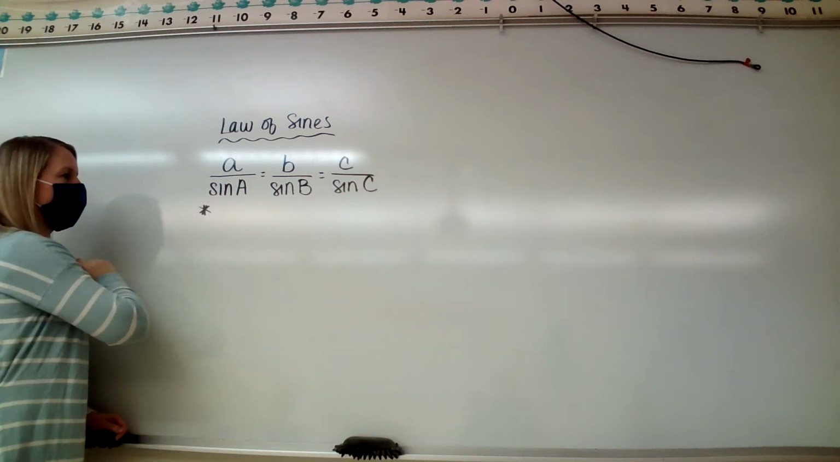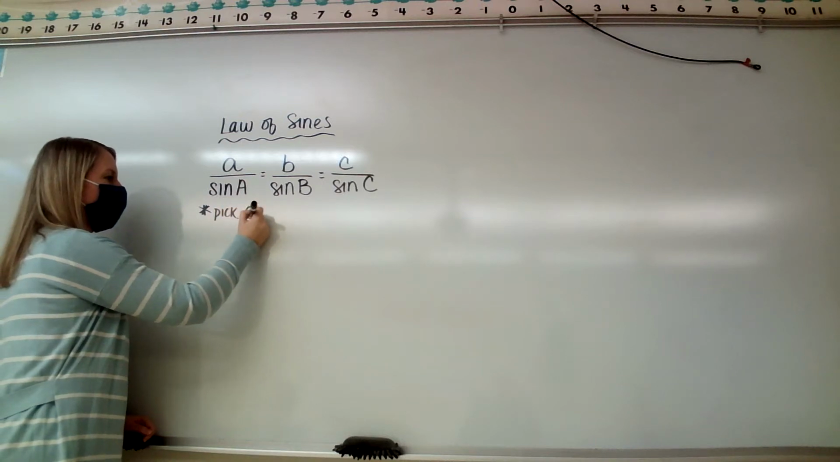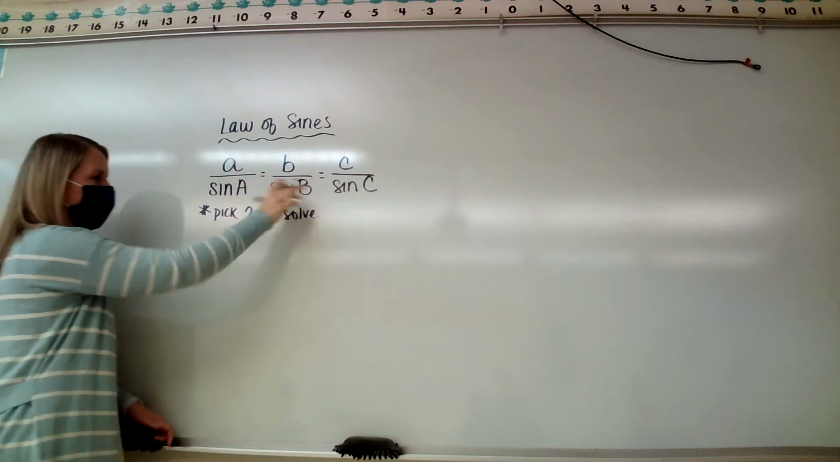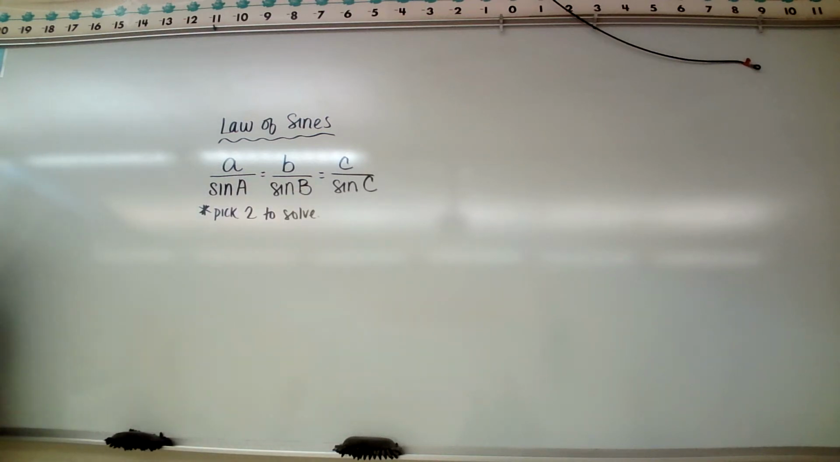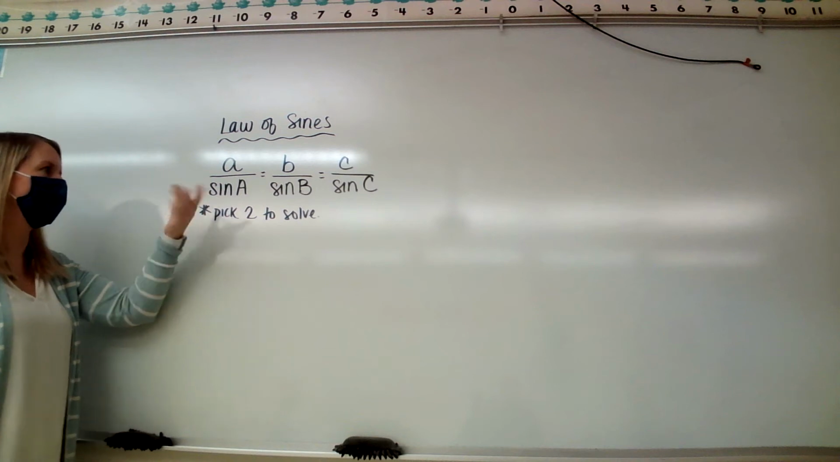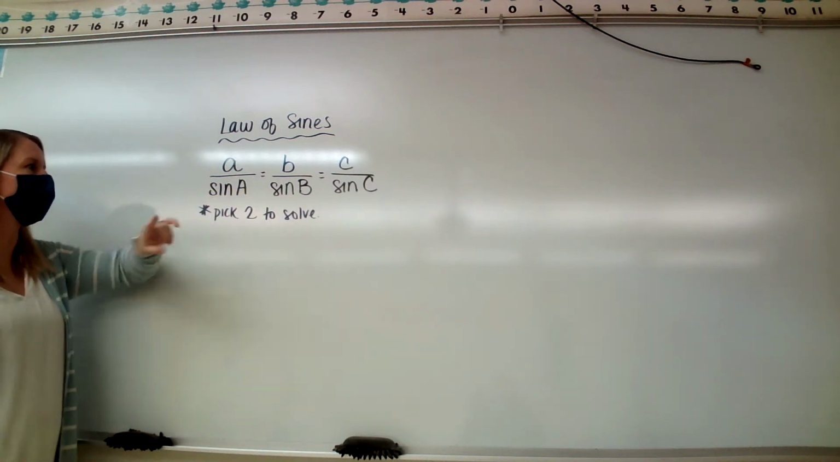And then just right below it, I'm going to write "pick two to solve." See how there's three parts of this? It's basically just so we don't need to write it out a million times. When I say pick two to solve, you'll see in a second, we'll either have A and B or A and C or B and C, but you choose two variables that you're solving for and you set those equal to each other.